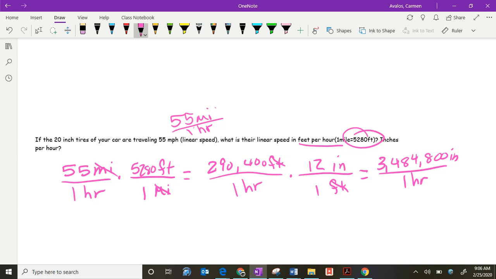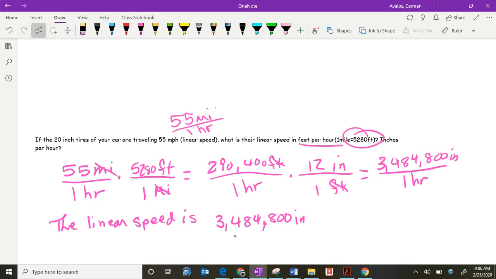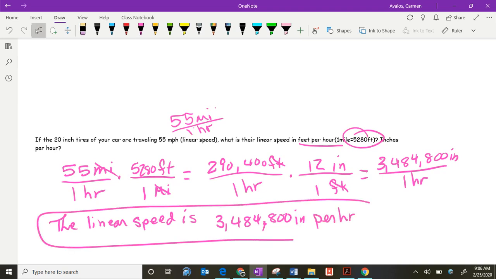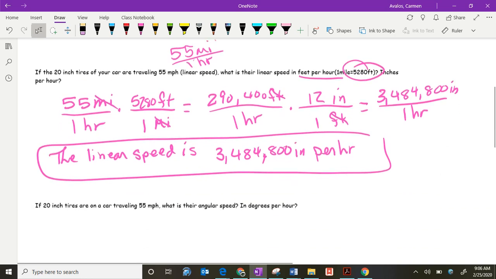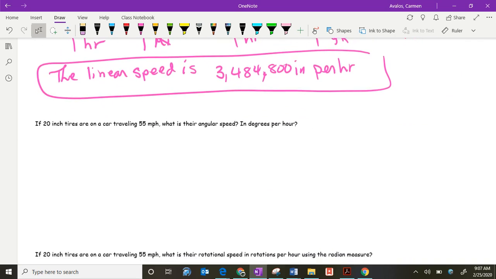So it's going to be the linear speed is 3,484,800 inches per hour. And that is your sentence there. Very good.